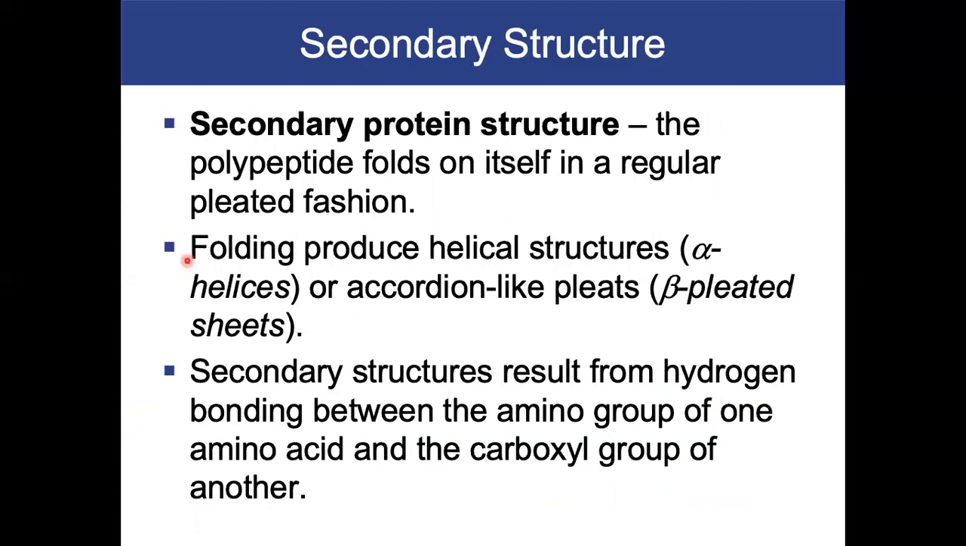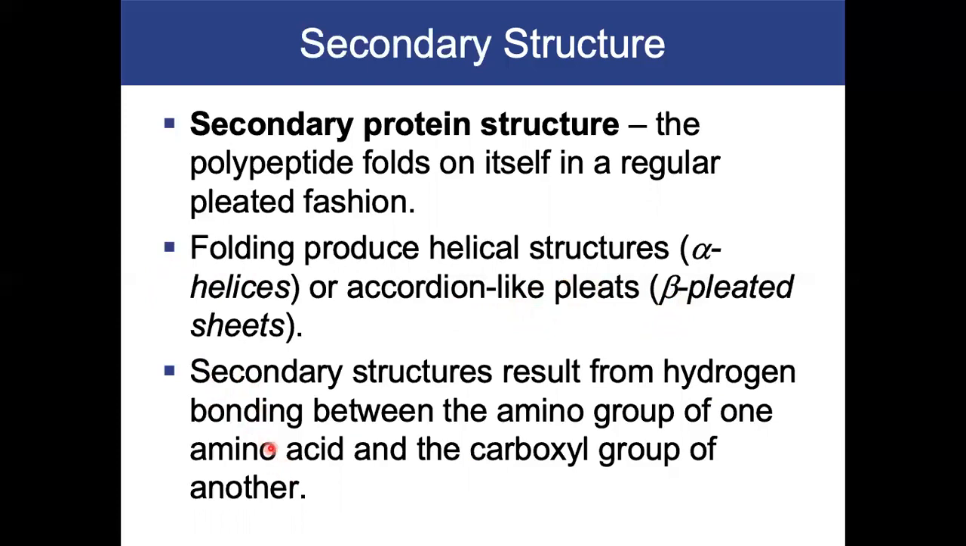Secondary protein structure, the polypeptide folds on itself in a regular pleated fashion, or a regular fashion. The folding is going to produce helical structures like alpha helixes. So think of like a ringlet or a curl in a woman's hair, right? It's a spiral. These are due to the amino acids hydrogen bonding with one another, or they fold in like accordion-like pleats. Or when you think of a paper fan, when you fold a paper fan, that's how it's a beta pleated sheet. These secondary structures are because of the hydrogen bonds between those amino groups from one amino acid to the next.